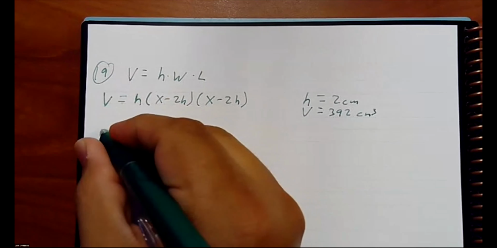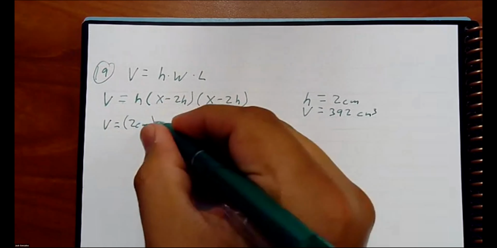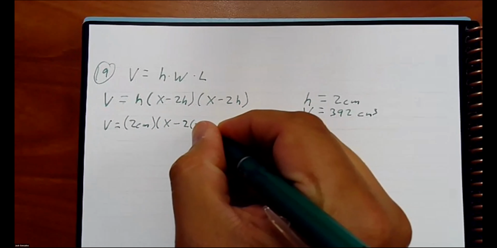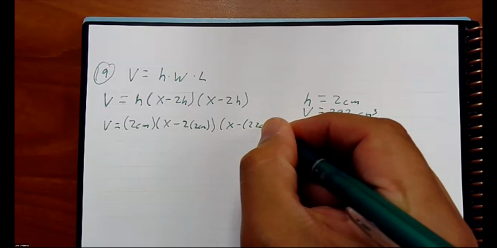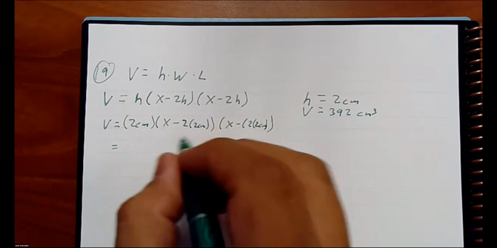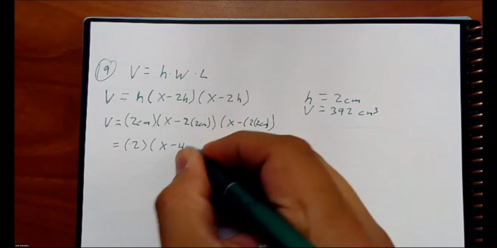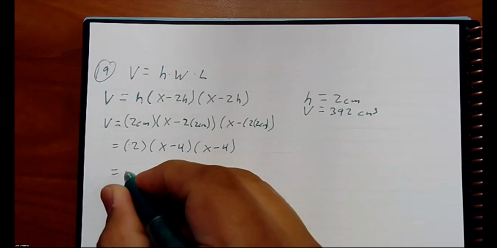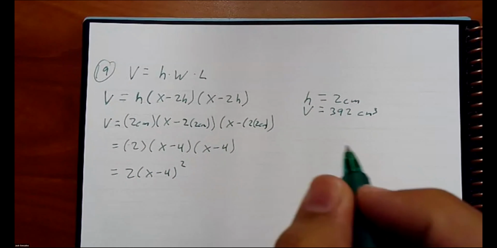So volume will be 2 centimeters times x minus 2 times 2 centimeters, times x minus 2 times 2 centimeters. I'm just not going to write the centimeters because it's kind of messy. So 2 times x minus 4 times x minus 4. So that'll be 2 times x minus 4 squared equal to 392.